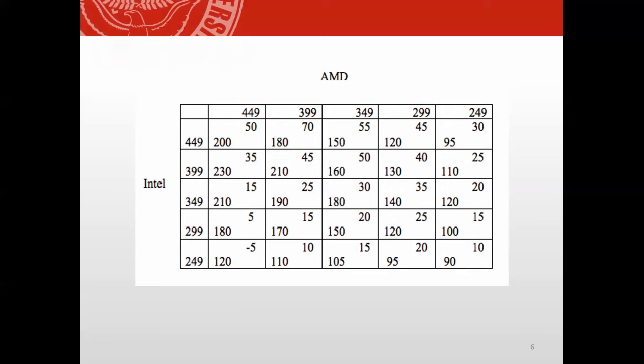So here we've got a pure pricing game, Intel and AMD. Both are making chips, but they need to choose simultaneously, and we need to choose a price. So AMD can choose all of these prices along the top, and Intel can choose these prices. The way to read this: the first number in the payoff matrix belongs to the left player, Intel, and the second number belongs to the top player, AMD.